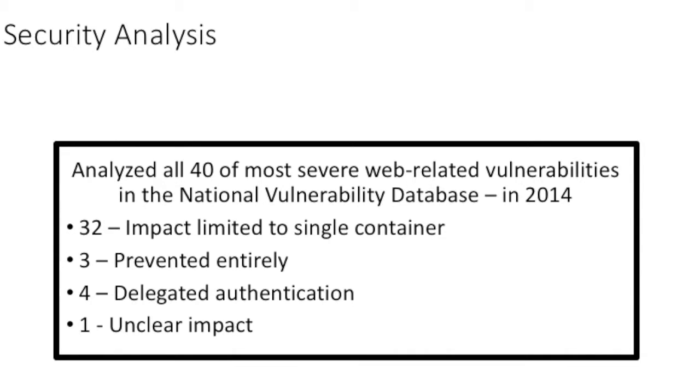And for 4 of them, we relied on delegated authentication. These are vulnerabilities where the application was trying to write its own authentication and access control mechanisms in a way that was buggy. And in Radiatus, we rely on the fact that all Radiatus applications have to share the same authentication software. And for one of them, it was unclear what the impact was due to the vagueness of the description. Now, this does not account for potential vulnerabilities in the cross-container interface, which is a limitation of the security analysis. But we were able to validate that other types of vulnerabilities, purely on the front-end interface, were addressed by our system.